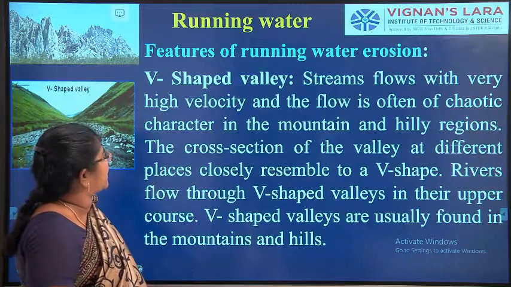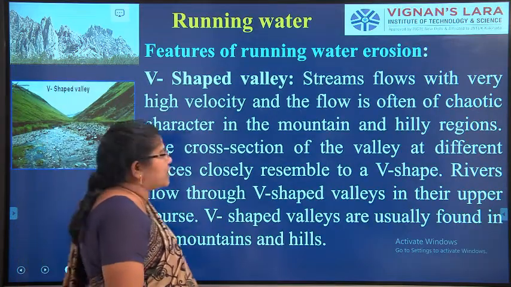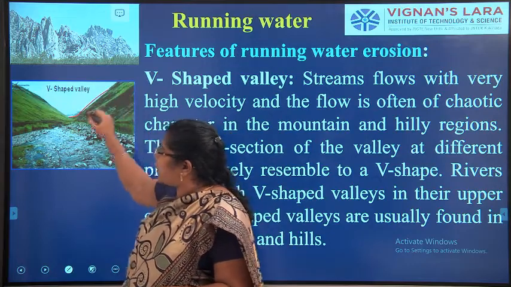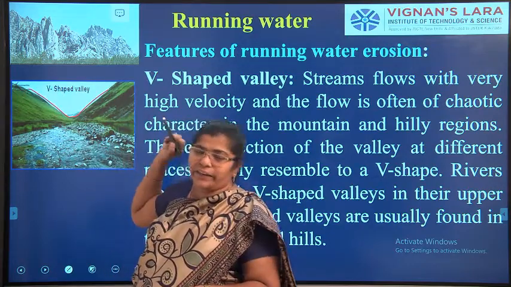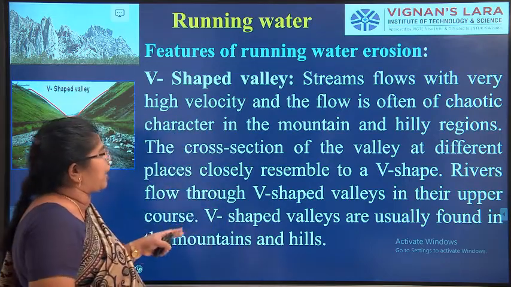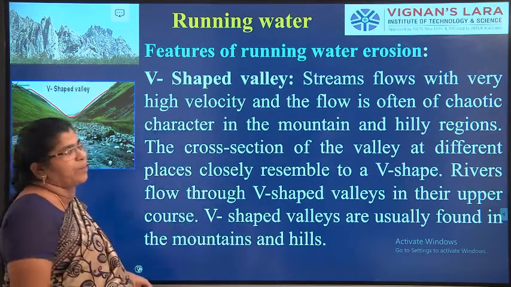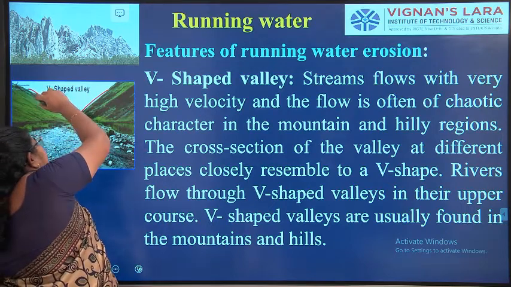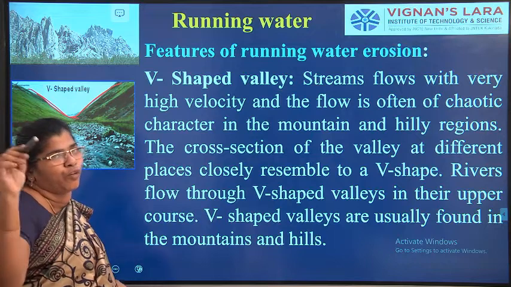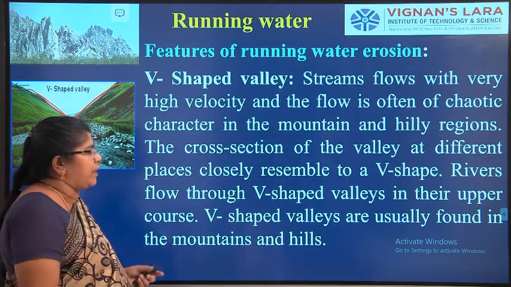The next one is the V-shaped valley, right? It is also a valley, but we can see an exact V shape. The ordinary valley that we saw earlier need not be a V shape, but here it forms a V-shaped valley. A V-shaped valley means uniform erosion of the materials, uniform flow of the water. Now we get a V-shaped valley, right?